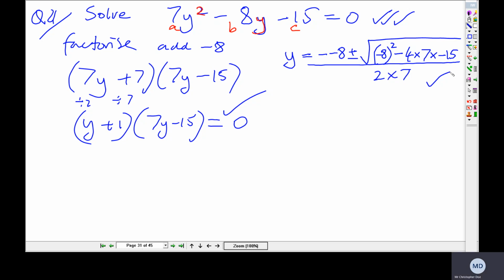Is it easier to factorise it, or is it easier to just write it into the formula? I think that's all you needed to do. I don't think you had to actually get an answer. Let me check. I might be misinforming you. Correct use of formula. Is that correct use of formula? I think so.